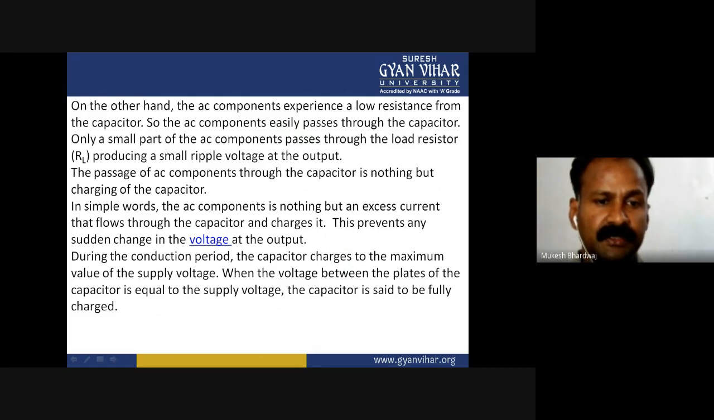During the conduction period, the capacitor charges to the maximum value of the supply voltage. When the voltage between the plates of the capacitor is equal to the supply voltage, the capacitor is said to be fully charged.